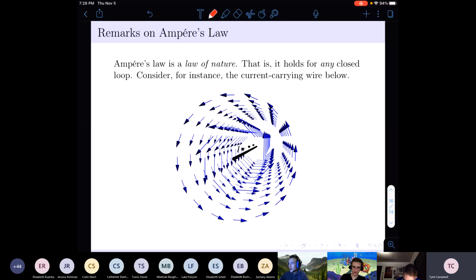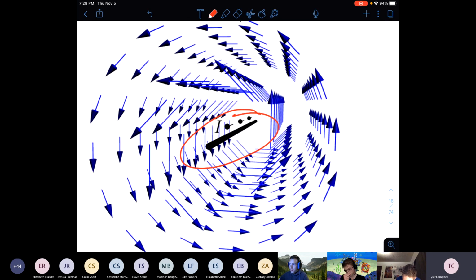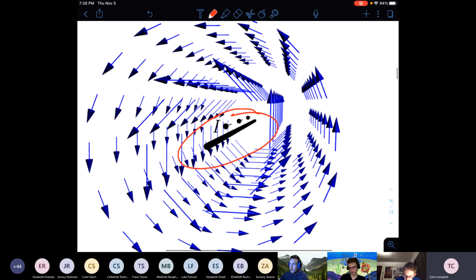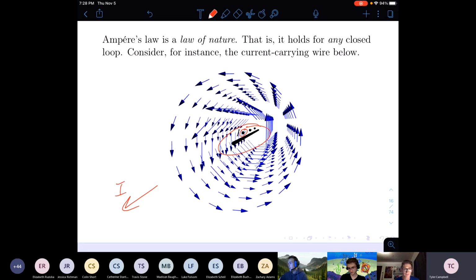This black line right there, I don't know if it's hard to see, that's the current. That is our current carrying wire. And I don't know if it's hard to tell, but those arrows are coming out of the page at us right there. So that means our current would be out like that. This is a great picture of showing what the B field looks like around any current carrying wire, in this case a closed loop.